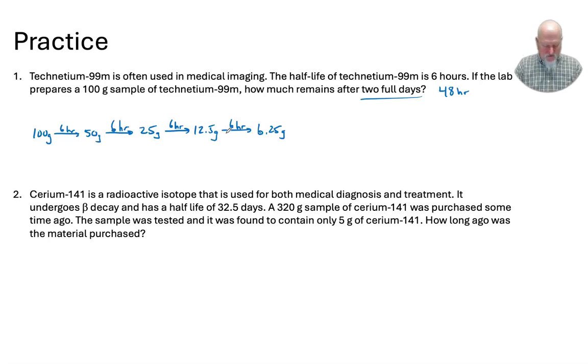I'm going to grab a calculator here so I can do this right. So I've got 6.25, and I go another 6 hours. That means I have to divide that again by 2. I have 3.125 grams left. After six more hours, I have 1.5625 grams left.